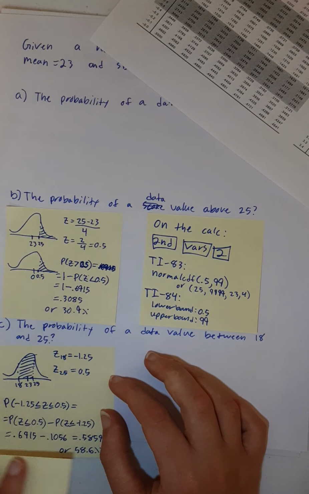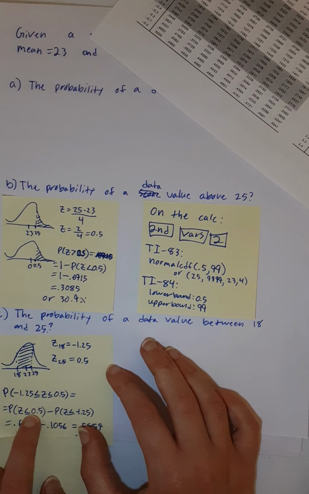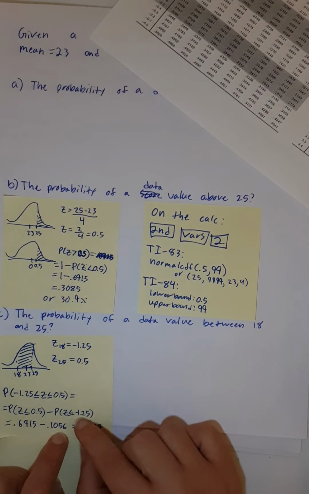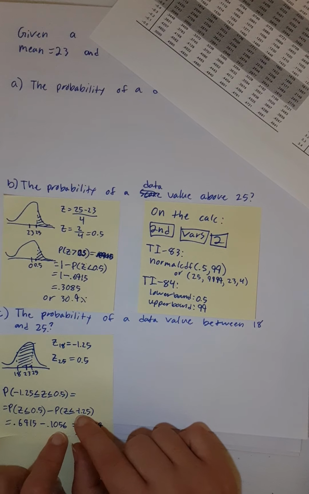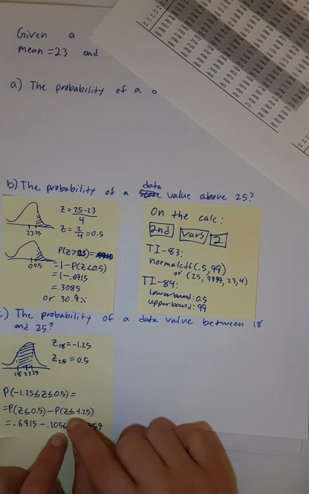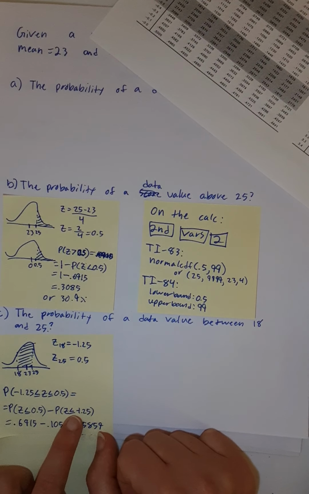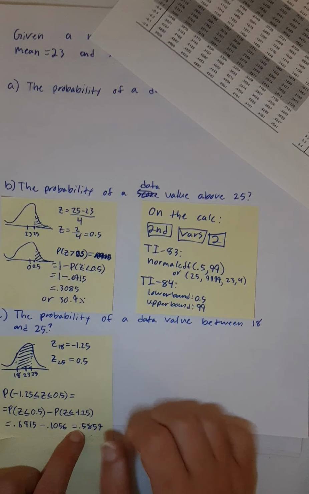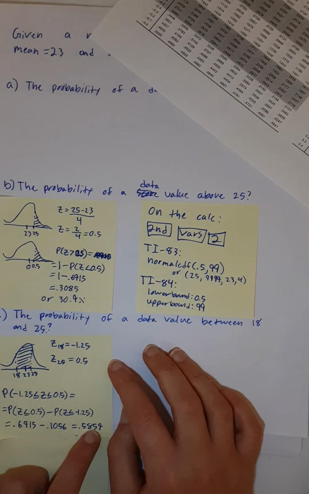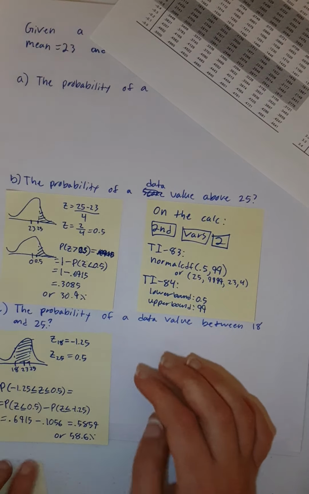When we used our tables earlier, we already found these values. Z being less than 0.5 was 0.6915 on the table, and Z being less than or equal to, these are both equal to's, but it doesn't matter. Whether you plug in less than or less than or equal to, your answer will always be the same for a normal table. Z less than or equal to negative 1.25 was 0.1056. And when we subtract, we get 0.5859 or 58.6%.